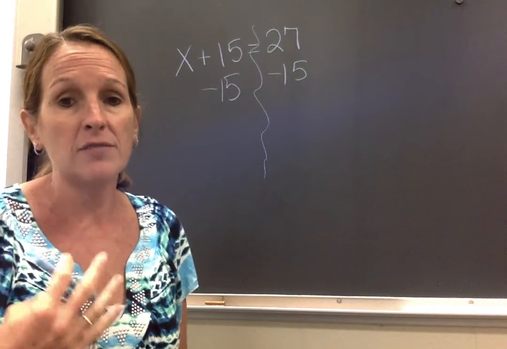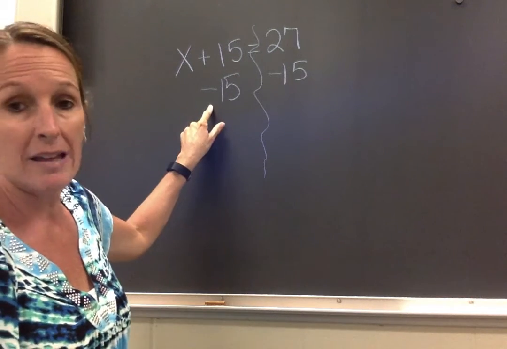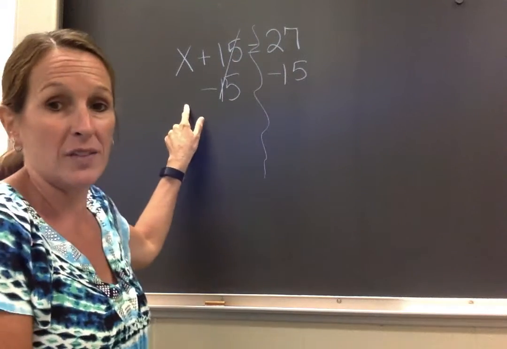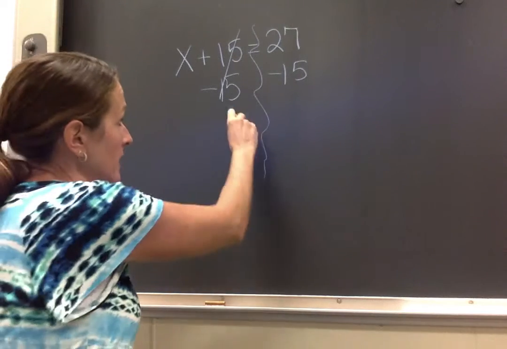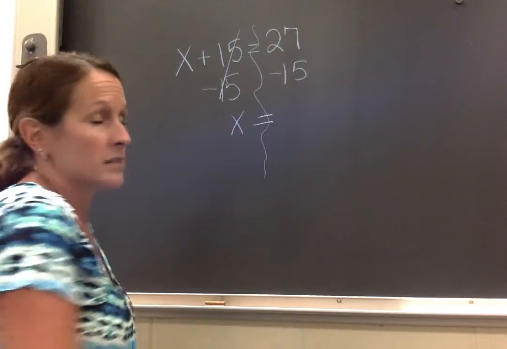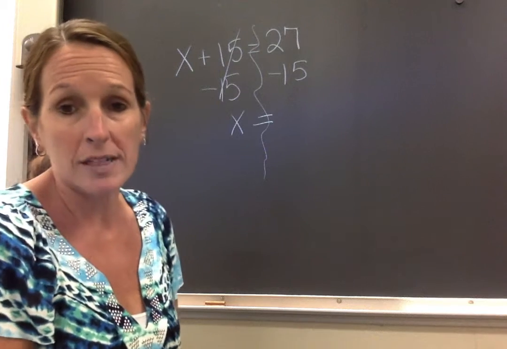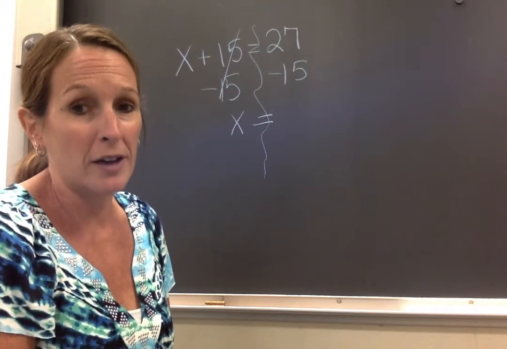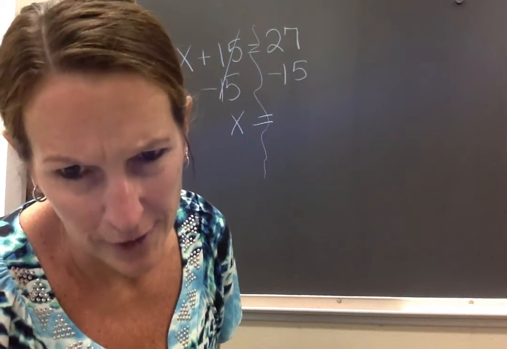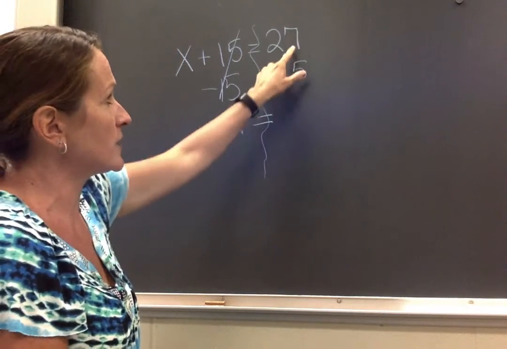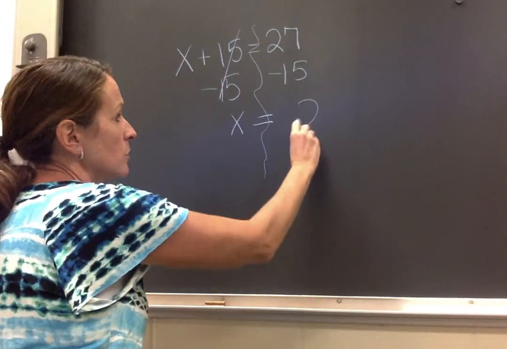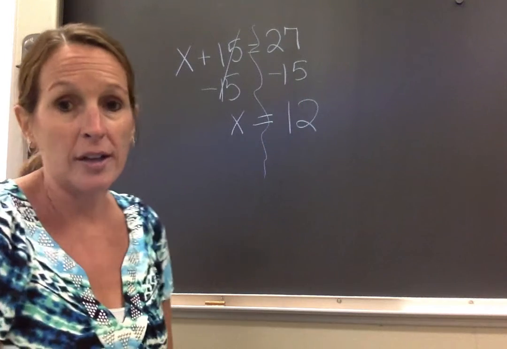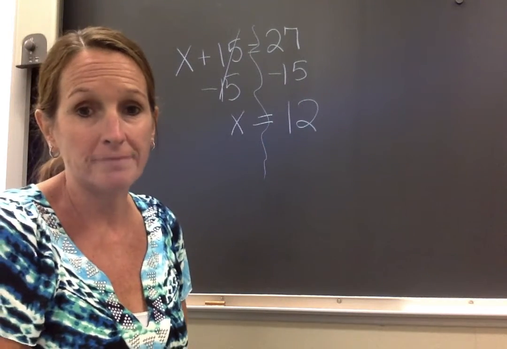So my minus 15 and my plus 15, they cancel each other out. So the only thing I'm left with on this side is my variable. So I can bring it down. I still have my equal sign. And then I have to figure out what 27 minus 15 is. You can do it on your paper. You can do it on a calculator. You cannot do it in your head. So I have 27 minus 15. 7 minus 5 is 2. 2 minus 1 is 1. So my answer is x equals 12.